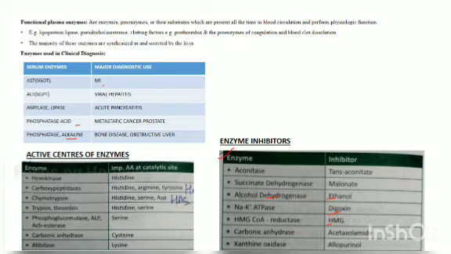In phosphoglucomutase, ALP, and acetylcholine esterase, serine is present. In carbonic anhydrase, cysteine is present. In aldolase, lysine is present.